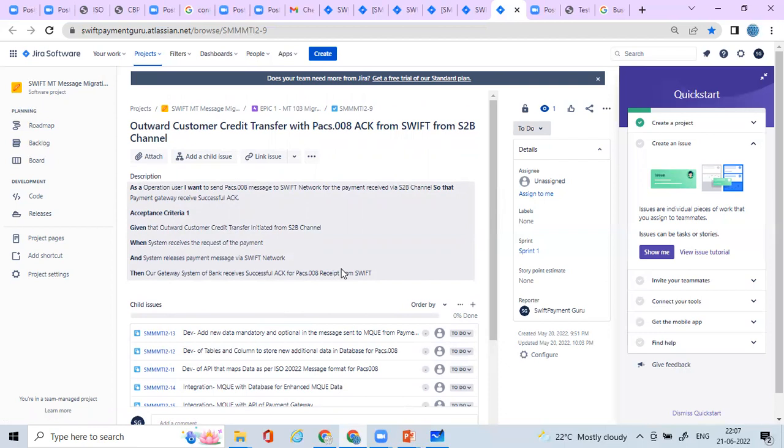So this is how you would write your epics and user stories in terms of migration to ISO 20022 as a business analyst or a product owner.